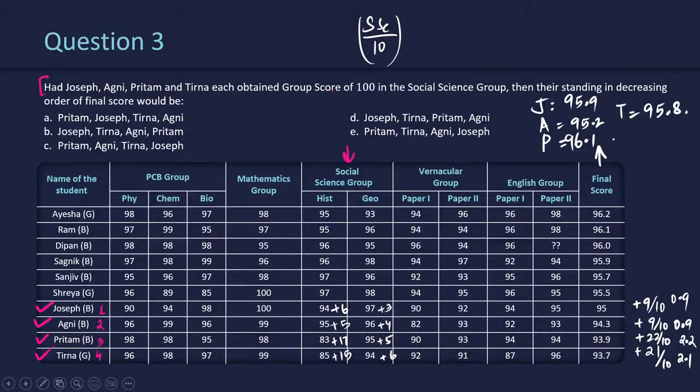अब इस ऑर्डर को अगर आप ध्यान दोगे तो इसमें से अब फर्स्ट कौन कर रहा है? So Preetham is going to be first, 96.1. Who is getting second? Joseph is getting second. Who's getting third? Tirna is getting third. And Agni is going to be fourth. So Preetham first, Joseph second. So only A option makes sense. Right?